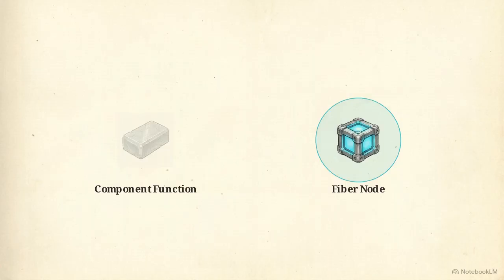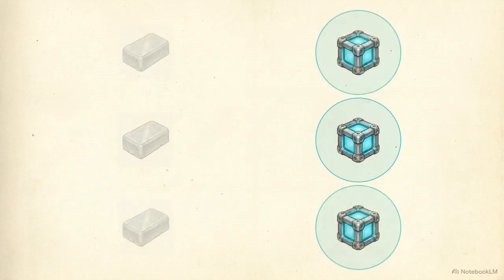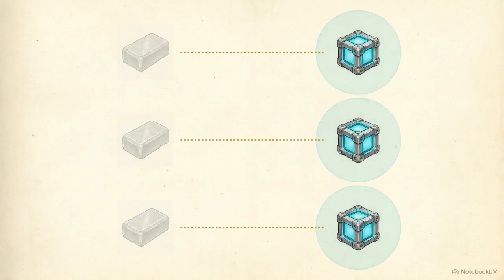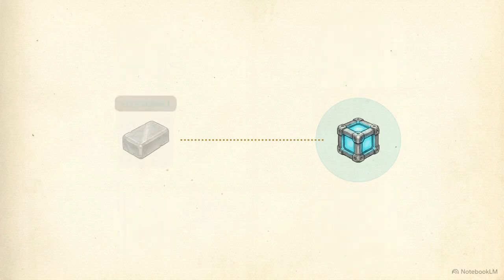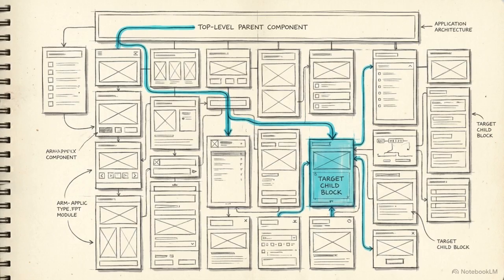This external system is built on a persistent internal data structure called the fiber node. Every component in your application is paired with its own unique fiber node in memory. While the component function is temporary, the fiber node persists. Calling a hook like useState triggers a communication protocol with the fiber node, allowing the component to read or write persistent data. Predictable React development requires tracking how the engine maps component code to this hidden memory structure.